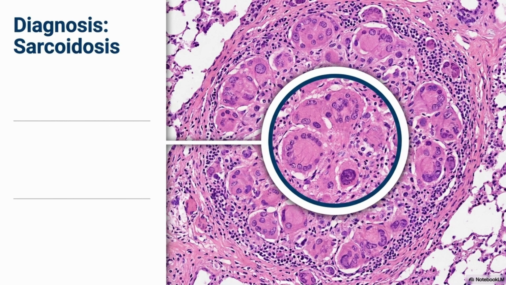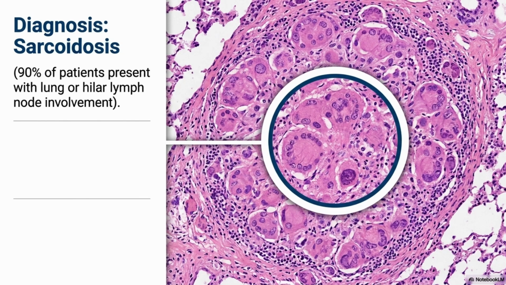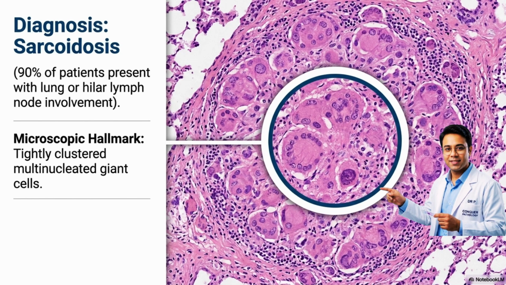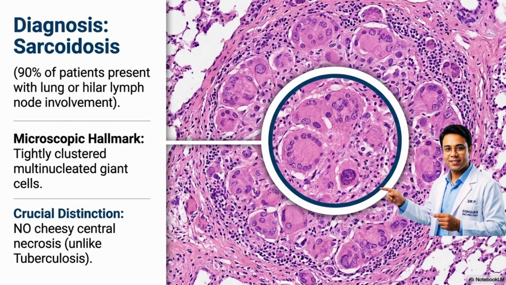And that brings us to our diagnosis: sarcoidosis. Note that 90% of these patients present with lung or hilar lymph node involvement. The microscopic hallmark you must look for are tightly clustered multinucleated giant cells, and the crucial distinction to make on your exam is that there is no cheesy central necrosis, which is unlike what you would see in tuberculosis.